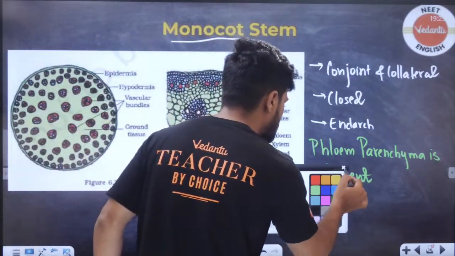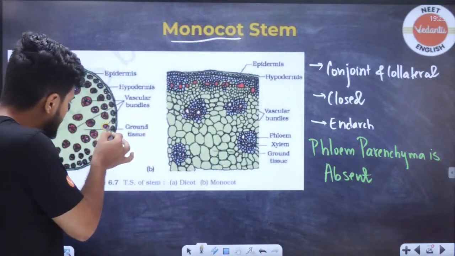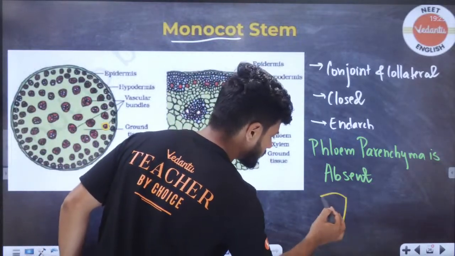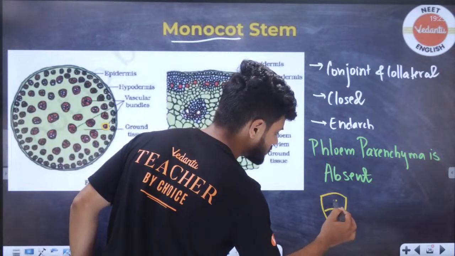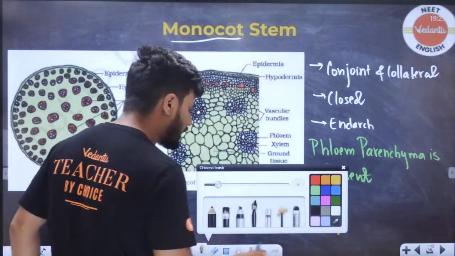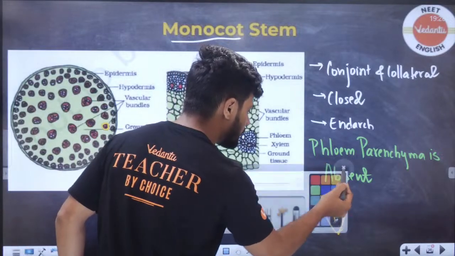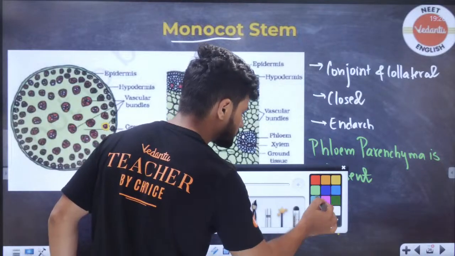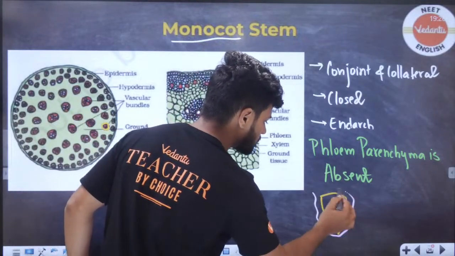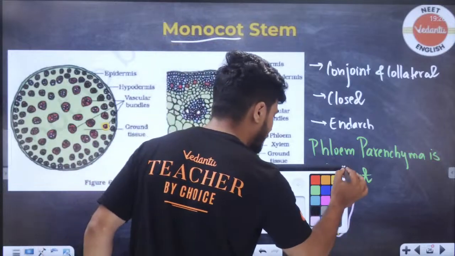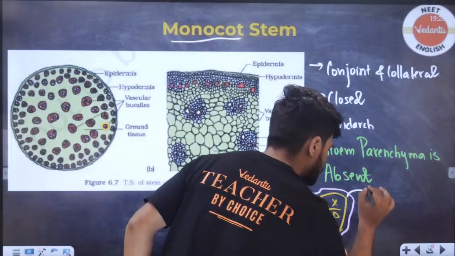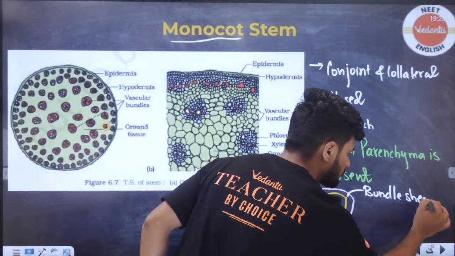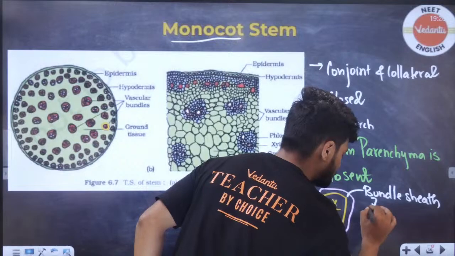Now, students, if you look at the vascular bundles, for example, this is a vascular bundle right here. Xylem and phloem. There is no cambium. Around the vascular bundle, there is something called a bundle sheath. What is there? Bundle sheath.